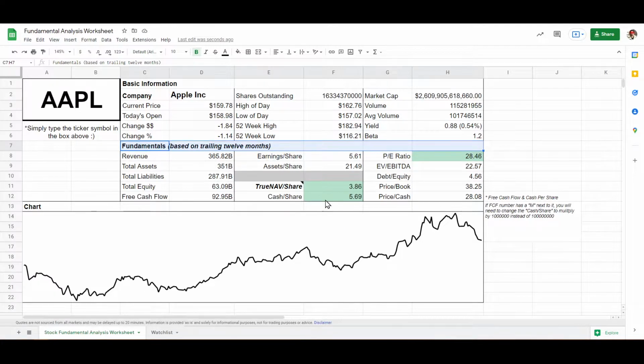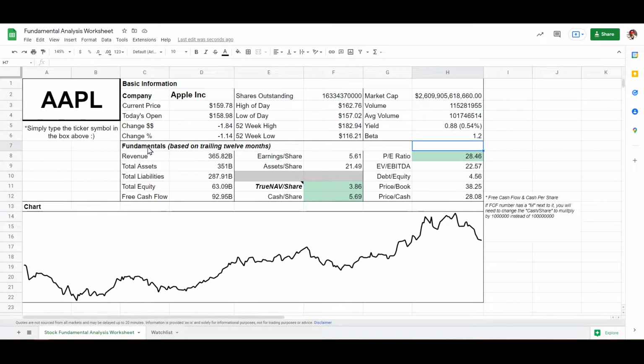And depending on what the macro picture is out there, sometimes a company can do really well in a specific quarter because of a macro backdrop. Then if things change in the macro backdrop, like for example the Federal Reserve changing interest rates, that can affect a company's fundamentals. So we look at the trailing 12 months.